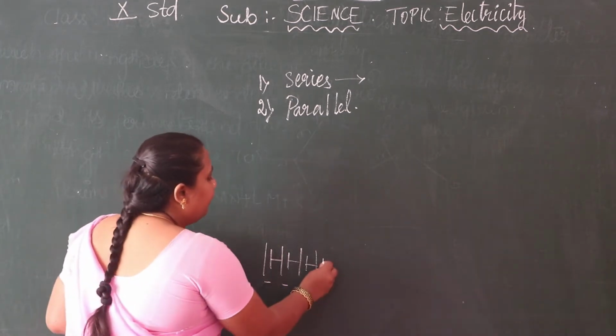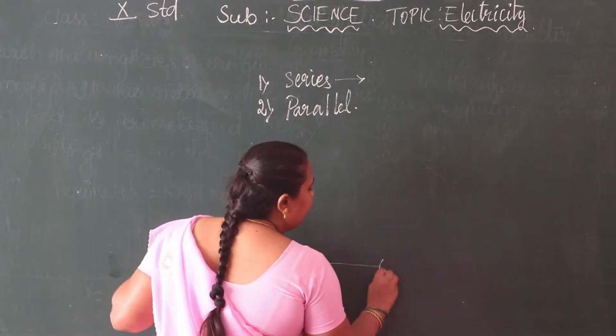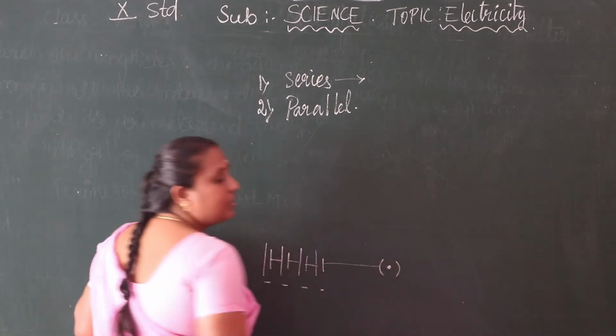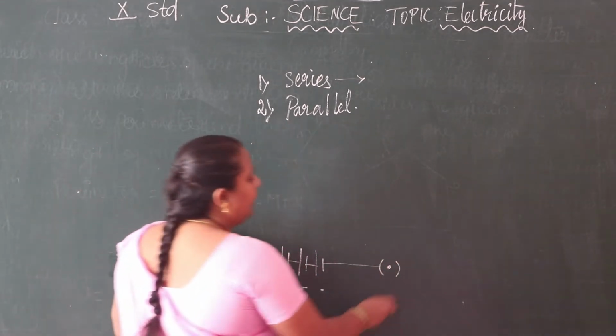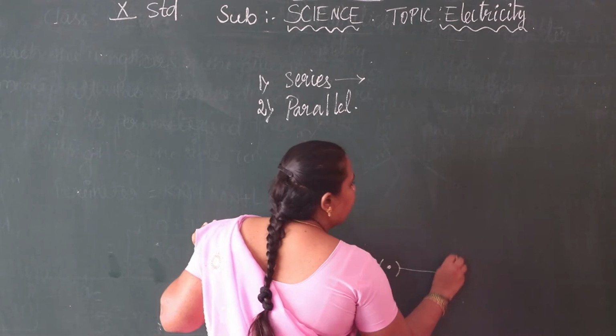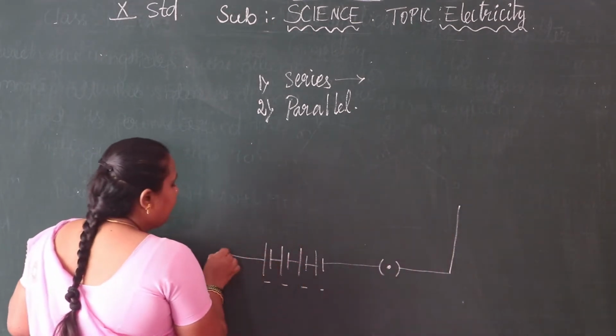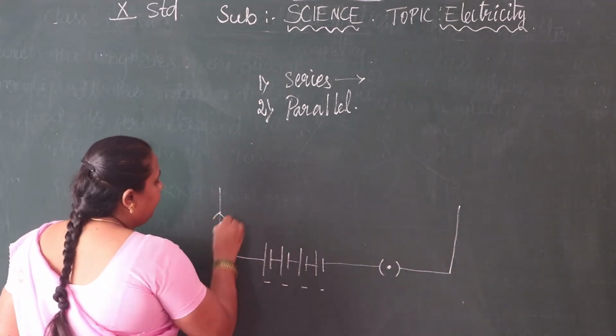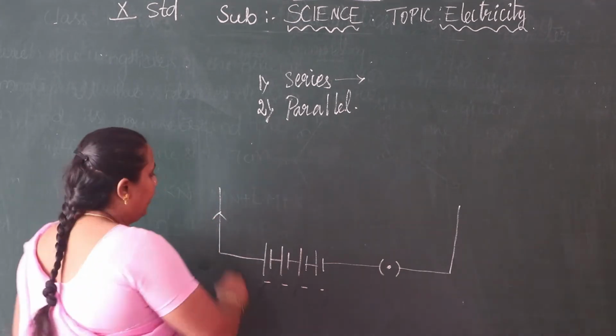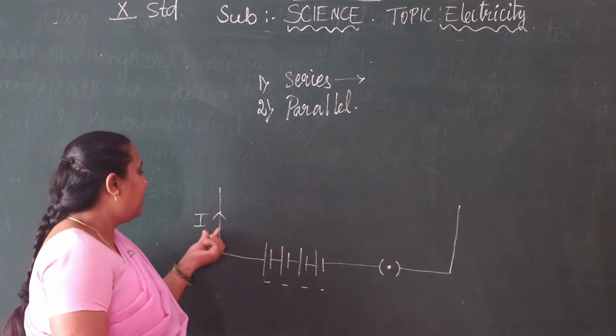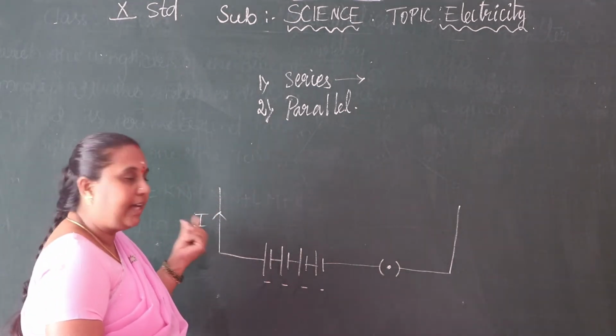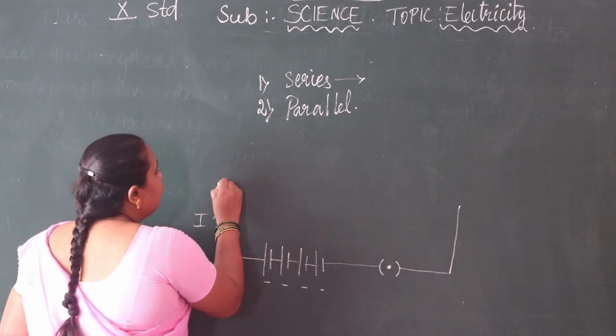With this we are connecting a plug key, that is a switch. Then it is connected. This is the electric current. The electric current passes through this direction, the upward direction. We can denote the electric current as I.